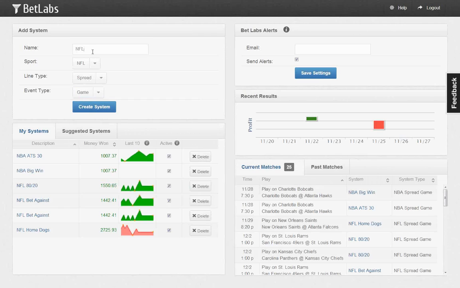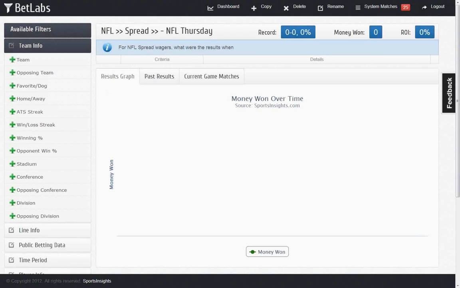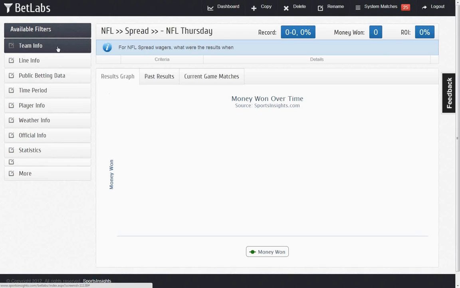and name the system, NFL Thursday nights. I'll just call it Thursday. Again, all the filters are the same because we're still thinking spread bet in the NFL. I don't need to change anything. I think the premise of it is, on Thursday night, does the home team have an advantage, right? I think that's important. So what are we going to look at?